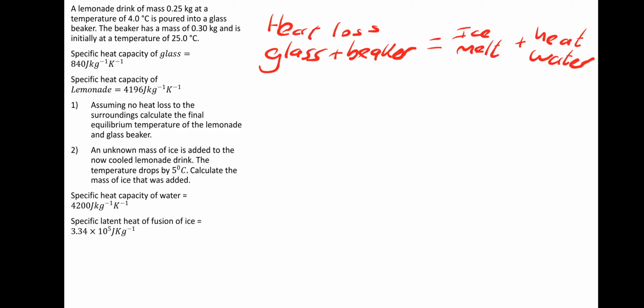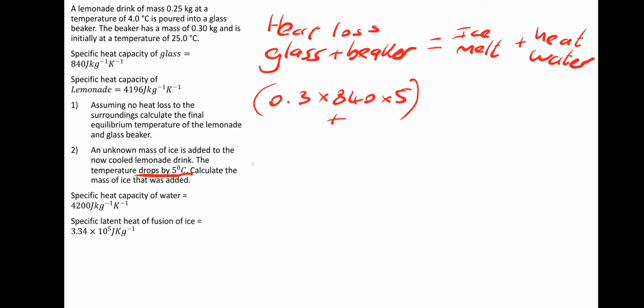So heat lost by the glass, so that's MC theta again. So the mass is, we know, 0.3. We know the specific heat. The change in temperature is 5 degrees Celsius because the temperature drops by 5 degrees Celsius. So 0.3 times 840, the specific heat capacity, multiplied by the change in temperature of 5. And then also I'm going to add the heat loss from the beaker.